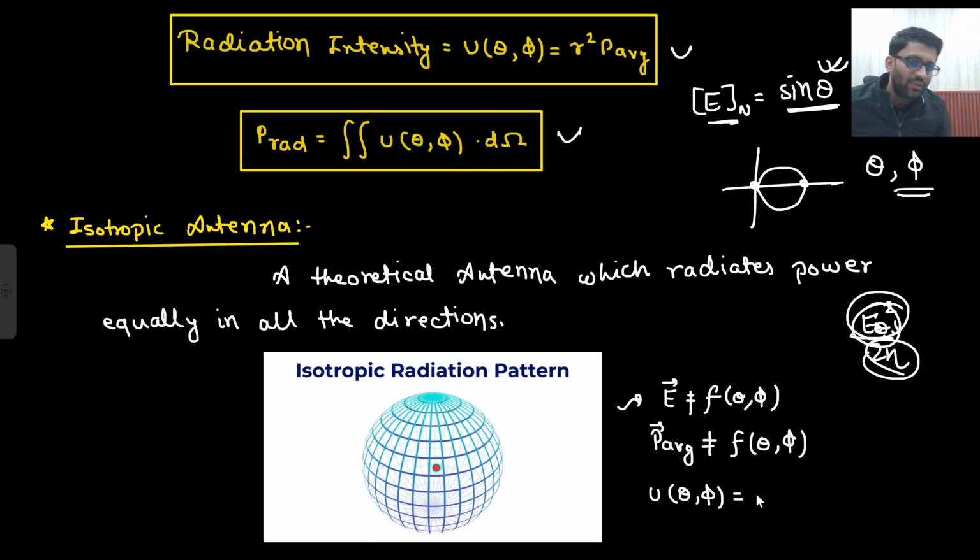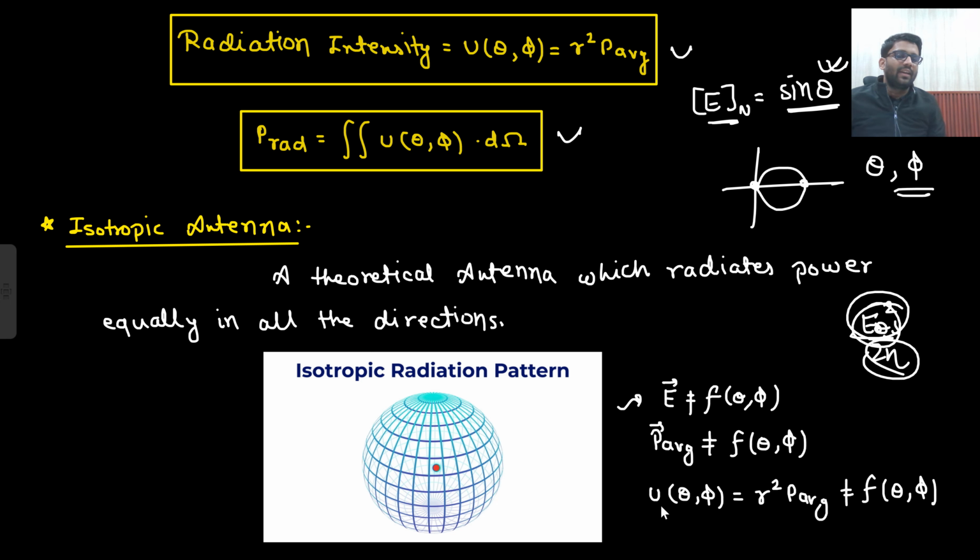And now U theta, what is U theta? R square into P average. Here there is no vector sign. Radiation intensity is not a vector quantity. So R square into P average. So if this is not a function of theta and phi, then certainly R can never be a function of theta and phi. So if P average is not a function of theta and phi, that means this U theta comma phi can also not be a function of theta and phi.